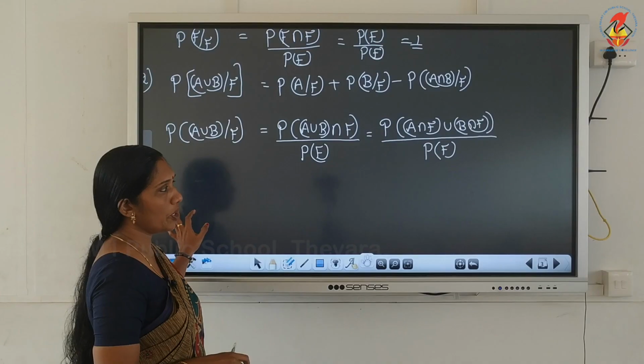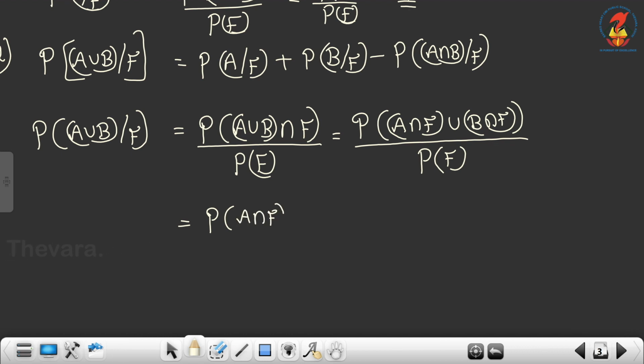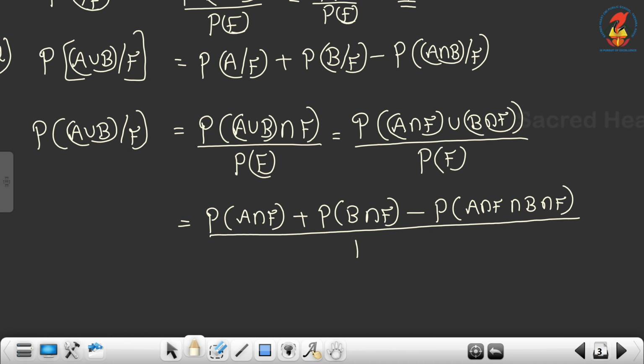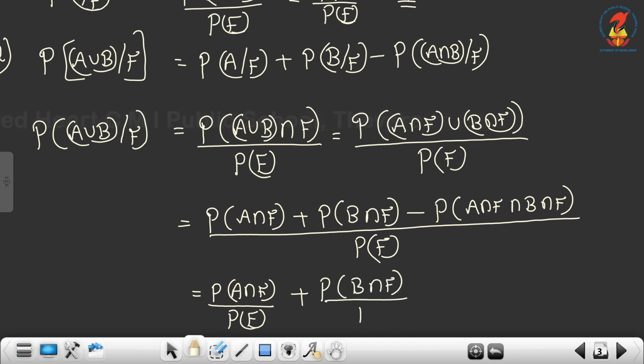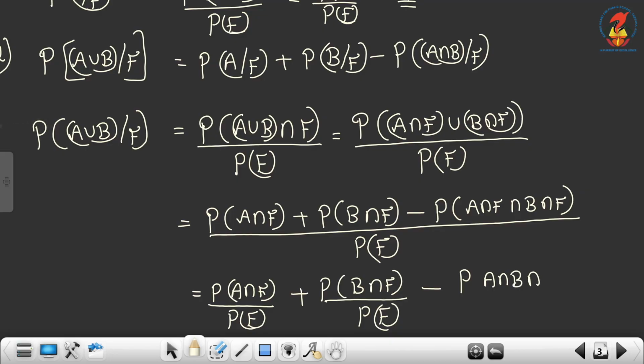Now, again that is in the form P of A union B. So, we can write P of the first event plus P of the second event minus P of A intersection F intersection B intersection F, the whole divided by P of F. That is the same as P of A intersection F by P of F plus P of B intersection F by P of F, then minus A intersection F intersection B intersection F, which means A intersection B intersection F by P of F.